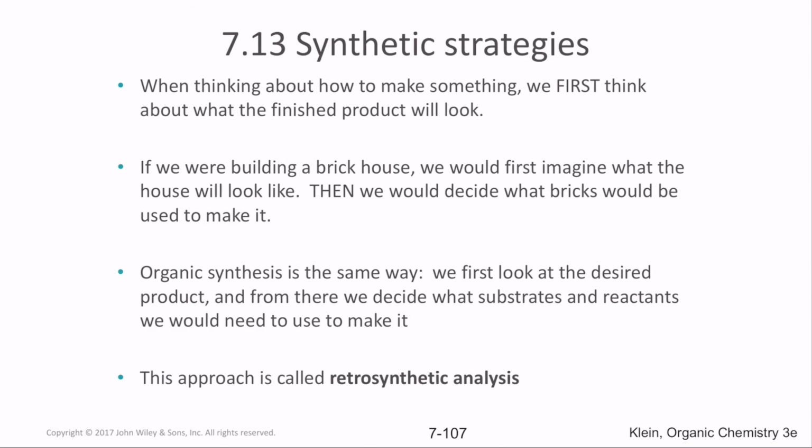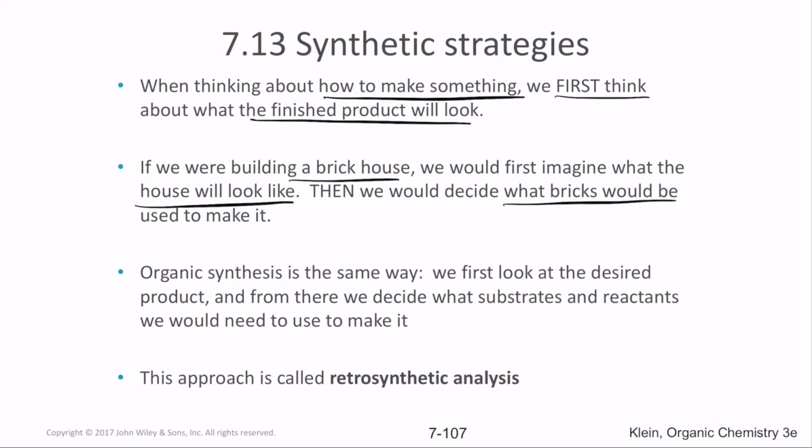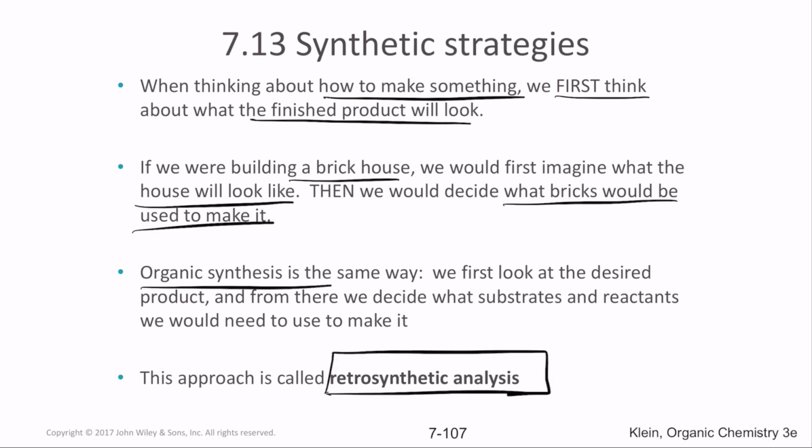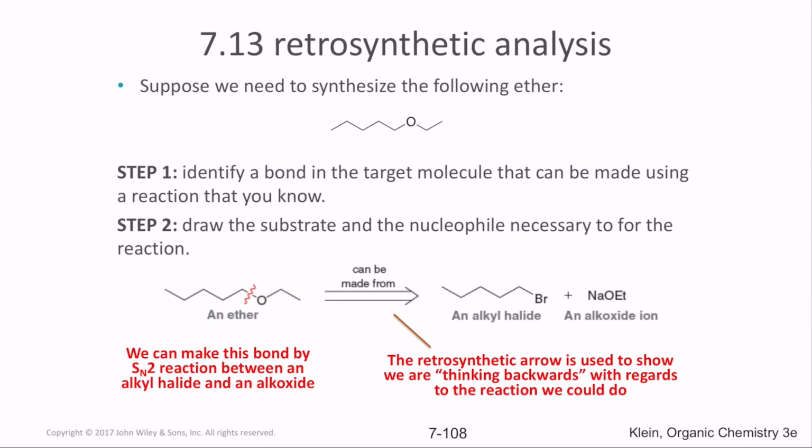So when thinking about how to make something, we first think about what the finished product will look like. Imagine we are building a brick house. We first have to imagine what the house will look like, then we decide what bricks would be needed. Organic synthesis uses the same method. We call this approach retrosynthetic analysis, which is something you're going to learn about as we go through the lectures.